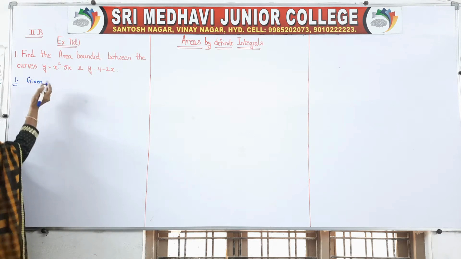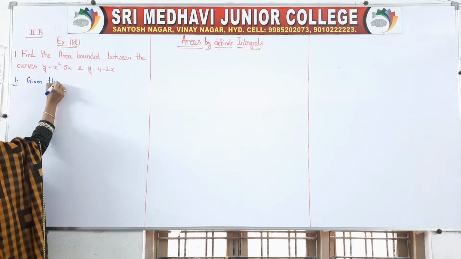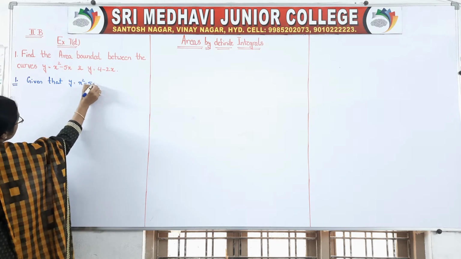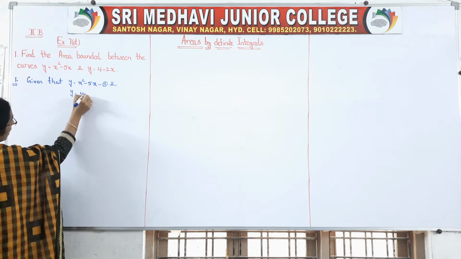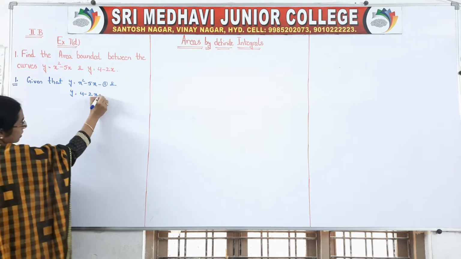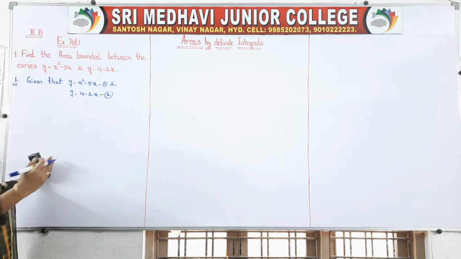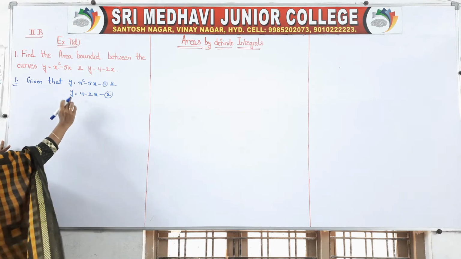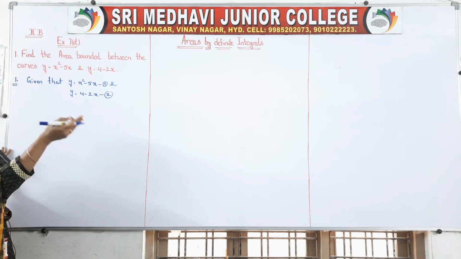In any problem, first, whatever the given information is, we have to write it as given. So come on, what is that? y is equal to x square minus 5x, right? And y is equal to 4 minus 2x. Just by seeing this, you will know that the first one is a curve and the second one is a line equation. Already you have an idea, right? Line means first degree equation, curves will be second degree equations, right? So by solving these two equations, we will get our point of intersection.